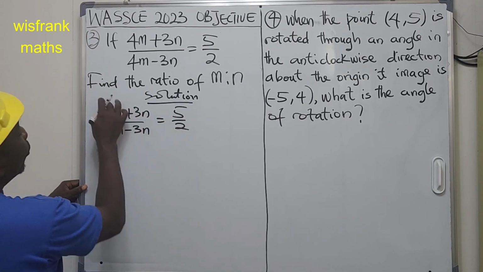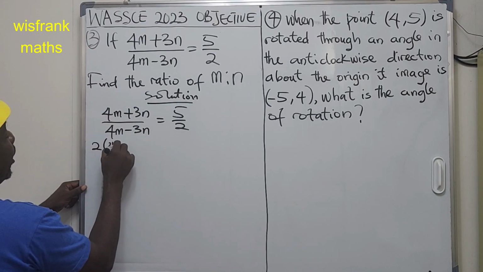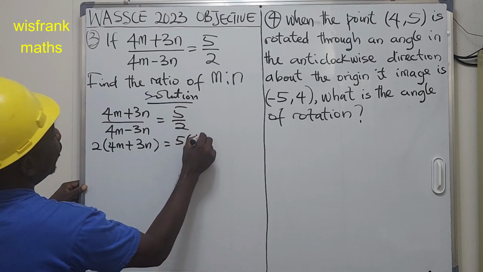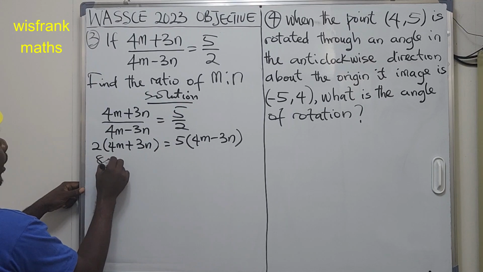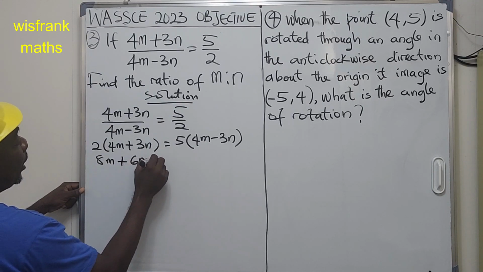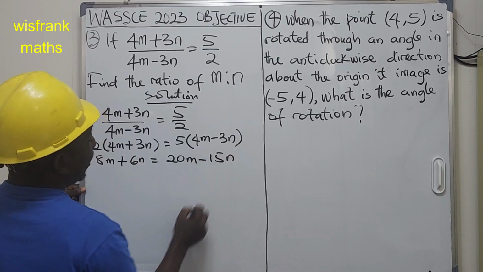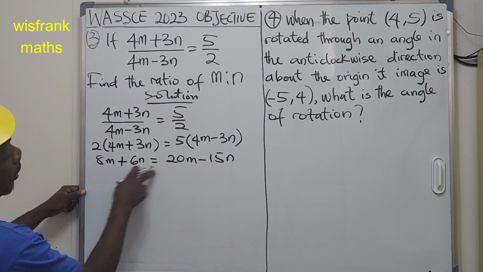What we need to do is to cross multiply. When we cross multiply, we have 2 into 4m plus 3n equals 5 into 4m minus 3n. So when we expand this, we have 8m plus 6n equals 20m minus 15n. I can see 20m here, and I can see 8m here, 6n, and this.